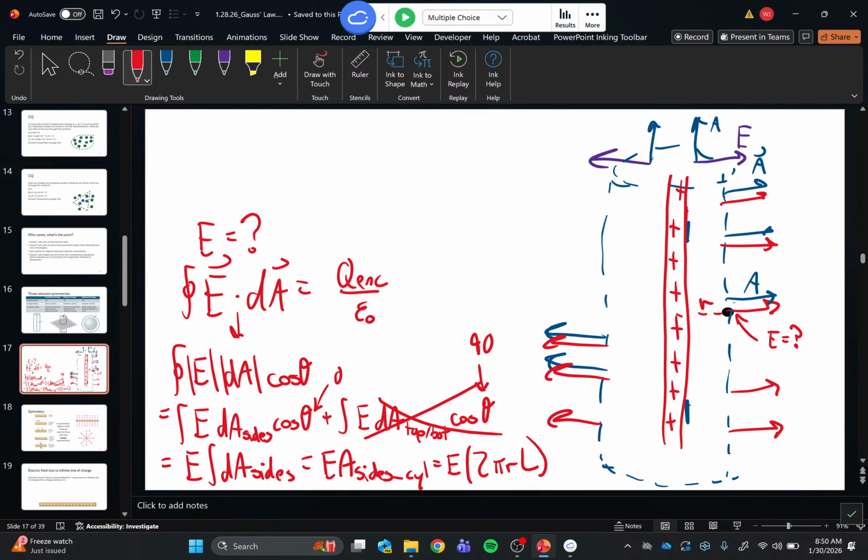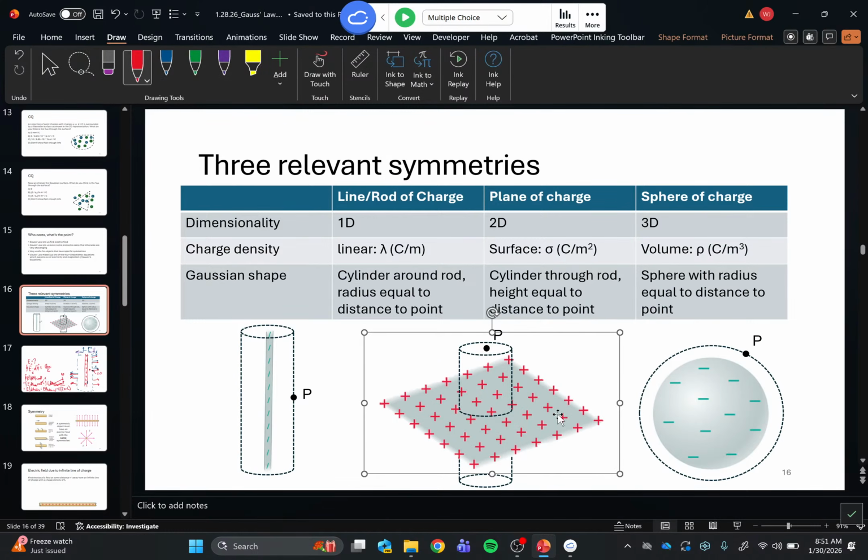You do need to know to choose a cylinder for a rod. Lock that in. If everything else didn't make sense, remember to draw a cylinder for a rod. That's the most important thing from this entire slide. Know that. Okay. We're now going to do a plane of charge.